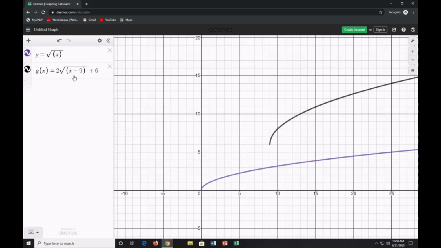All of that is apparent in the formula, x minus 9 plus 6. So this vertex moved from the origin 9 units to the right and 6 units up. As a matter of fact, we can snap to it, 9 comma 6 right there. That red dot snapped to it. Let me label it right there, 9 comma 6. Okay.